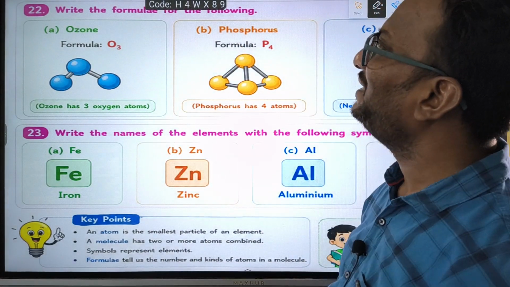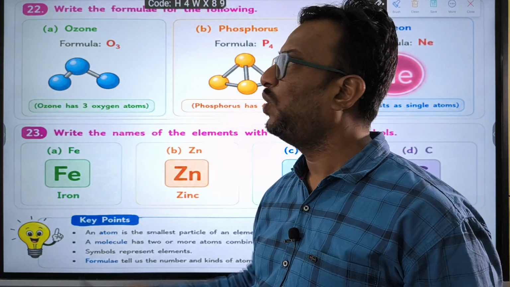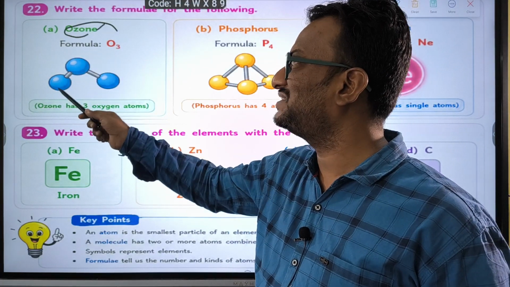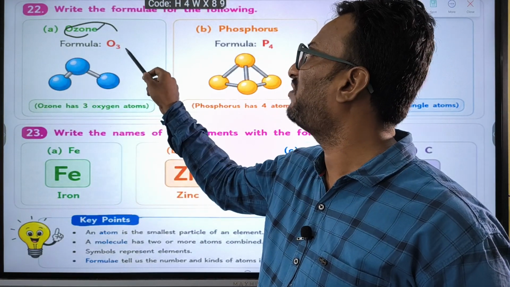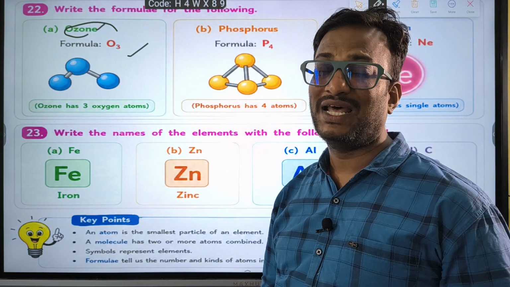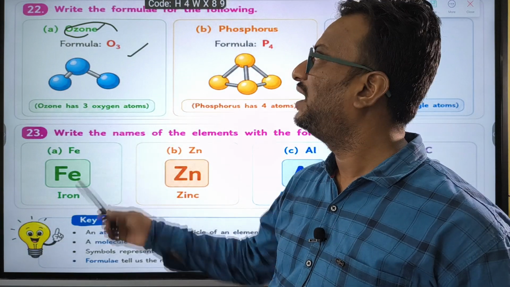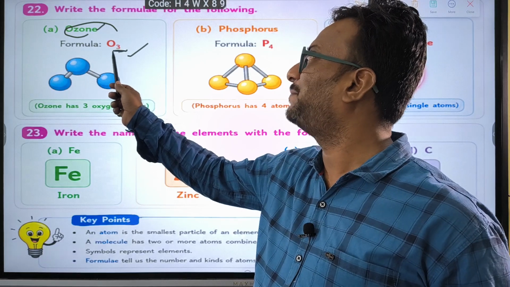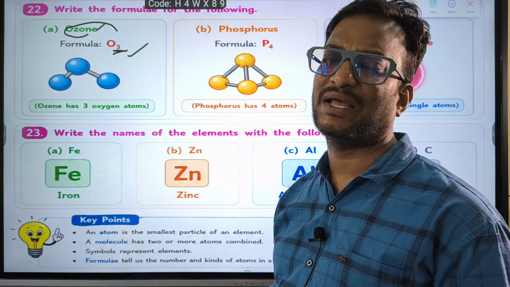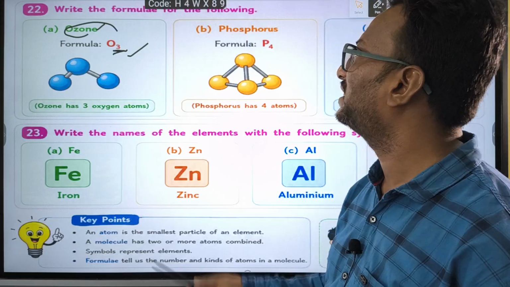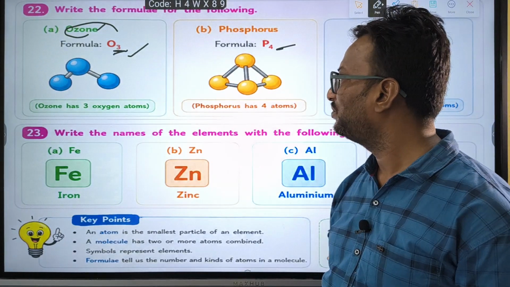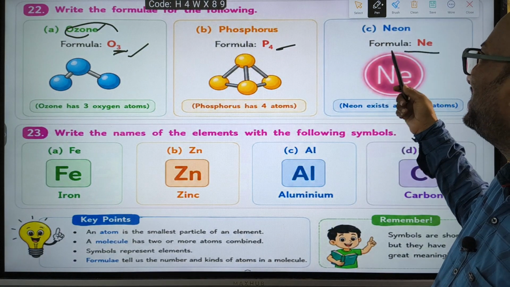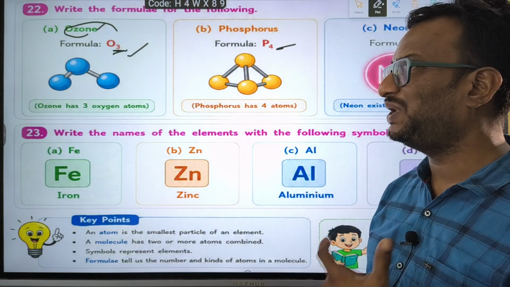Next, write the formulae for the following. Ozone. Ozone generally contains 3 oxygen atoms. So, the formula is O3. The number should be written as subscript, not superscript. Right hand subscript you have to write. Next, phosphorus P4. Neon Ne. It exists singly. It is a stable atom.